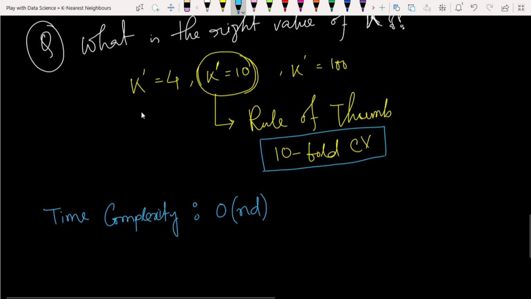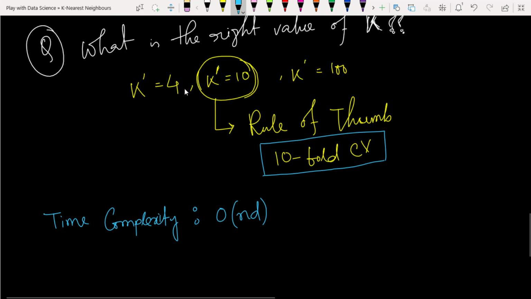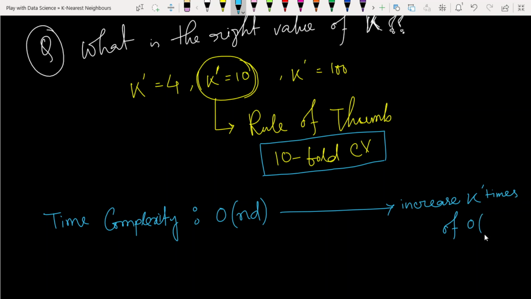For example, if we use this k dashed fold cross validation technique, this time will increase k dashed times, so it becomes k dashed times order of nd if we use k dashed fold cross validation.